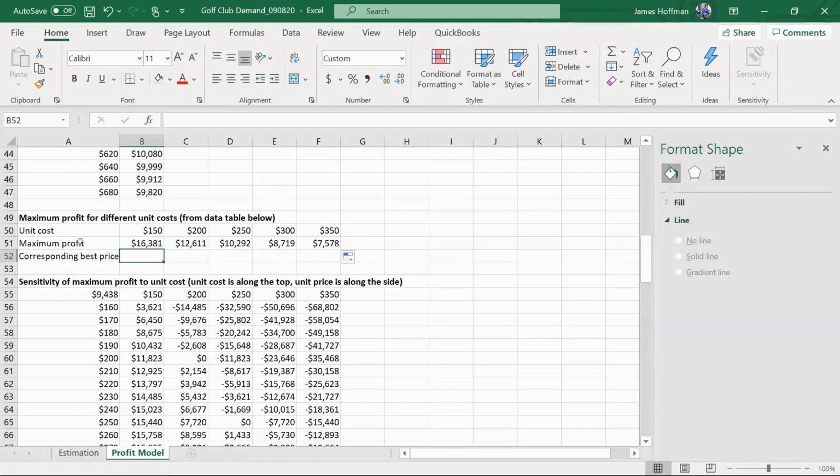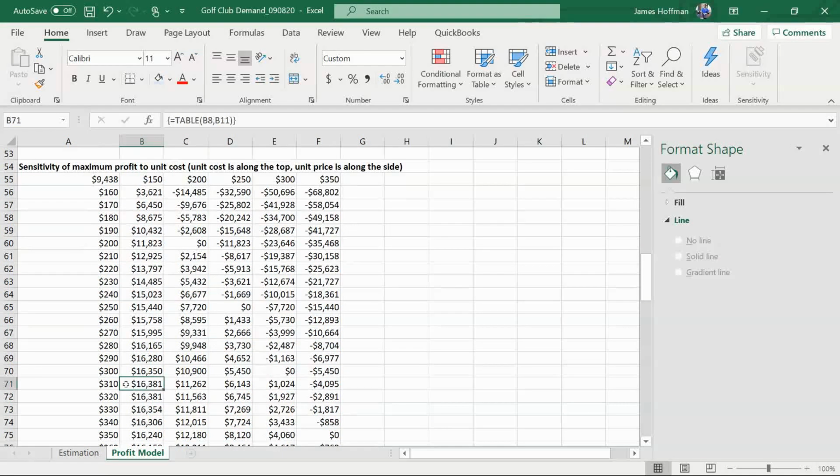Okay, and then I guess we need to manually find, because I can't think of a way to write a formula to do this, the best price associated with these highest profits. So scroll down to find 16381 and find the best price associated with it. For example, 16381. I guess there are two options. But what if I do this?